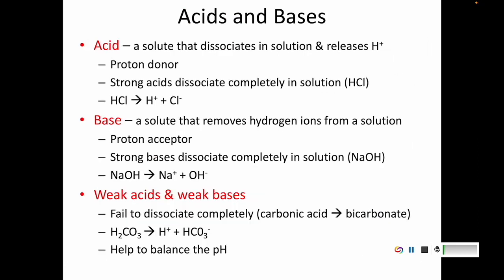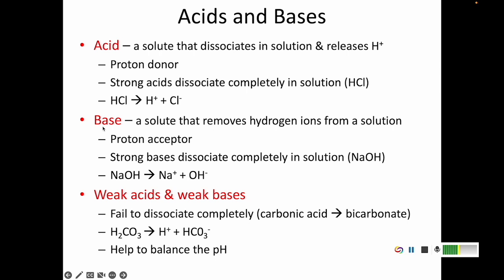So an acid is going to be anything that donates hydrogen ions or donates a proton, because really an H plus is a proton. So anything that dissociates in the solution and releases hydrogen ions is an acid. If it's a strong acid, it'll dissociate completely. It'll release all of its hydrogens. A weaker acid will dissociate partially and release part of its hydrogen ions.